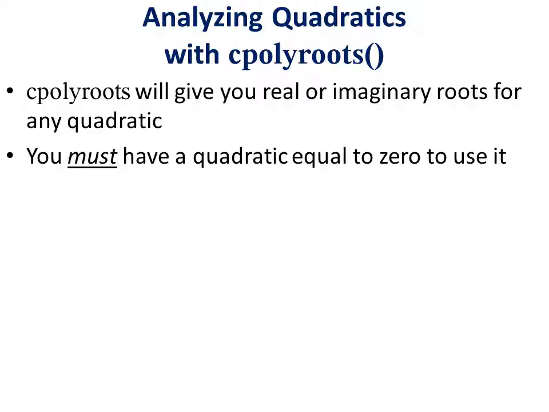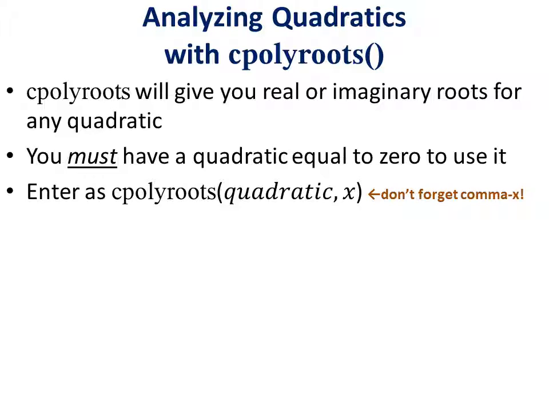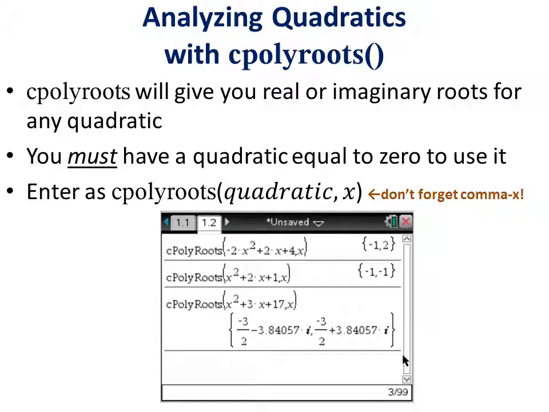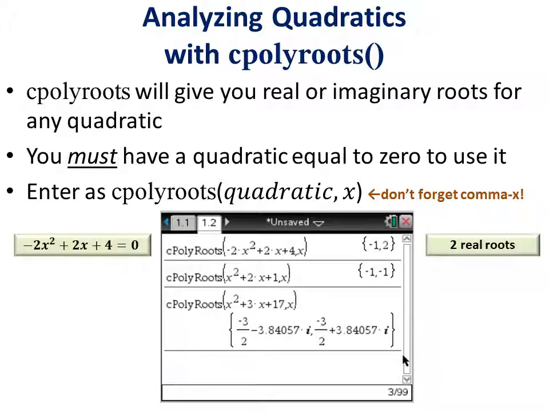So for example, if you have x squared plus x equals -1, you're going to have to move that -1 over to the other side to make the right side 0. X squared plus x plus 1 equals 0. Once you have that quadratic in that form, you put into the calculator cpolyroots, the quadratic, and don't forget the comma x. You have to tell the calculator that x is the variable. When you do that, you get one of these kinds of cases.